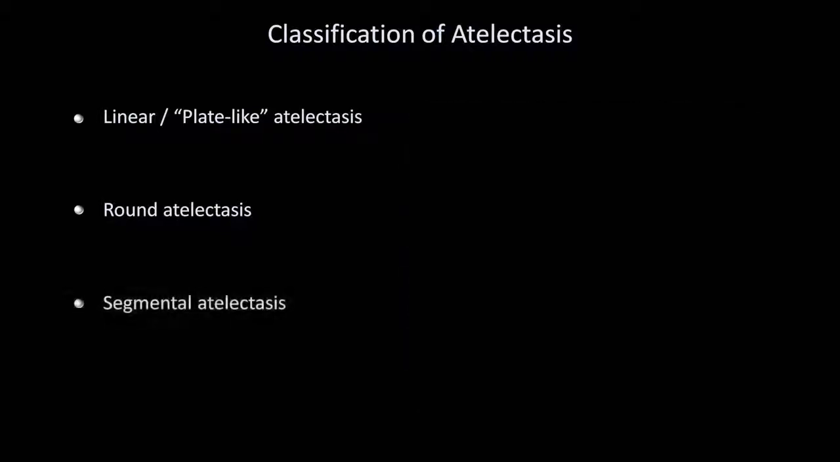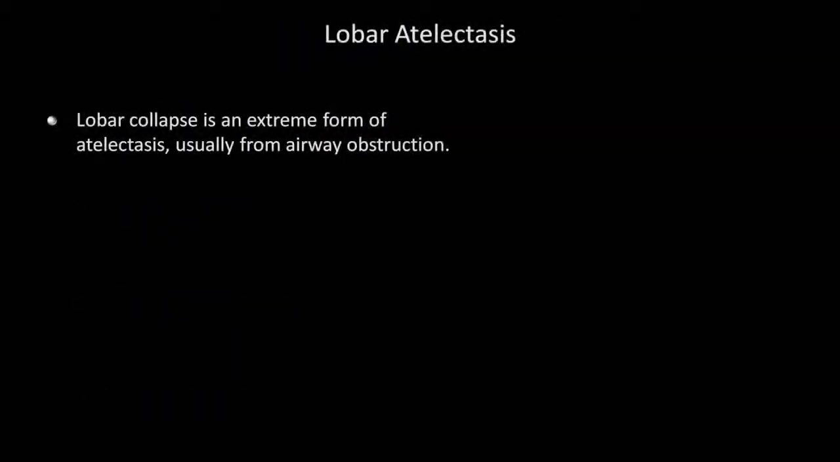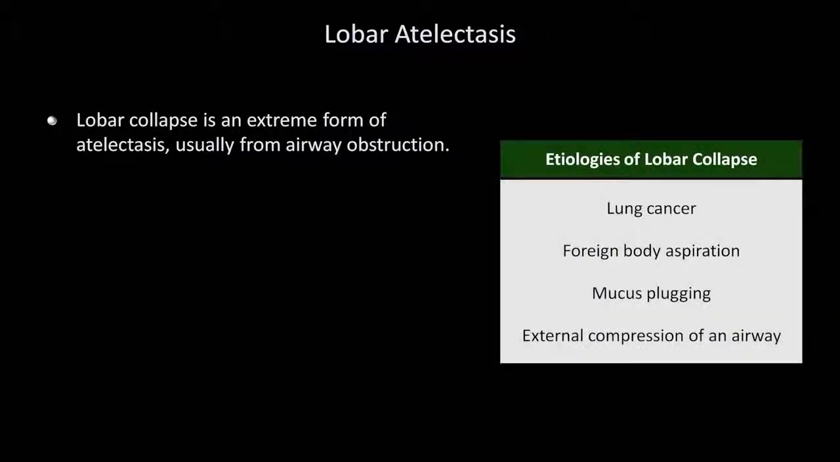Then there is segmental atelectasis, in which an entire lung segment collapses. This is generally not detectable on plain radiographs and requires chest CT for visualization. Finally, there is lobar atelectasis, which I'll spend the next few minutes discussing. Lobar collapse is an extreme form of atelectasis, usually from airway obstruction. We already learned about the etiologies of airway obstruction when I mentioned obstructive atelectasis a few minutes ago.